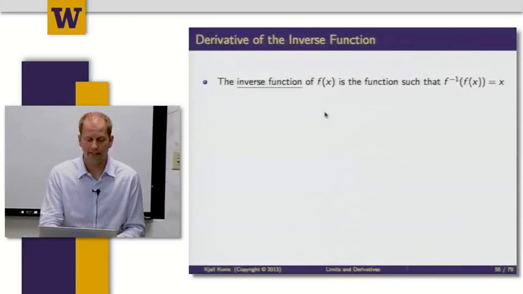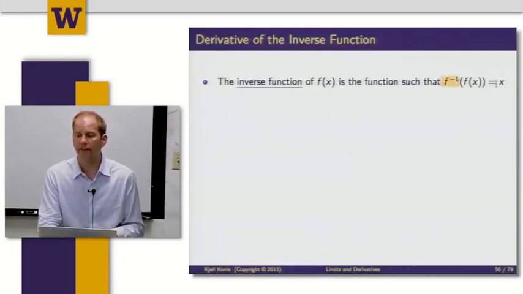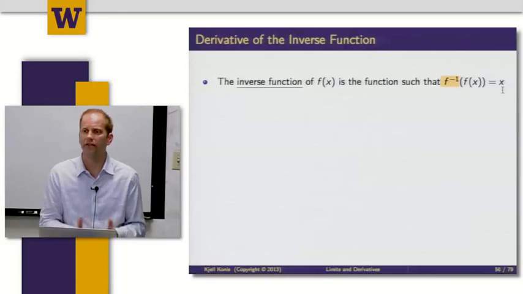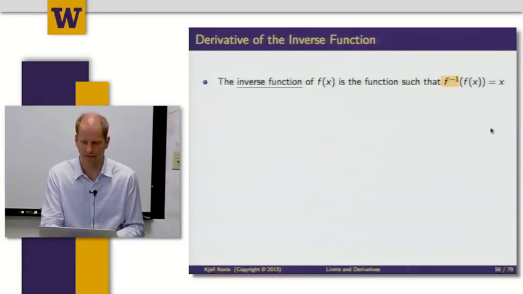And then just one last rule. If you have an inverse function, an inverse function of a function f of x is a function f inverse that just gives me back the argument. So it sort of undoes whatever my function just did. So if I take f inverse of f of x, I just get x back.